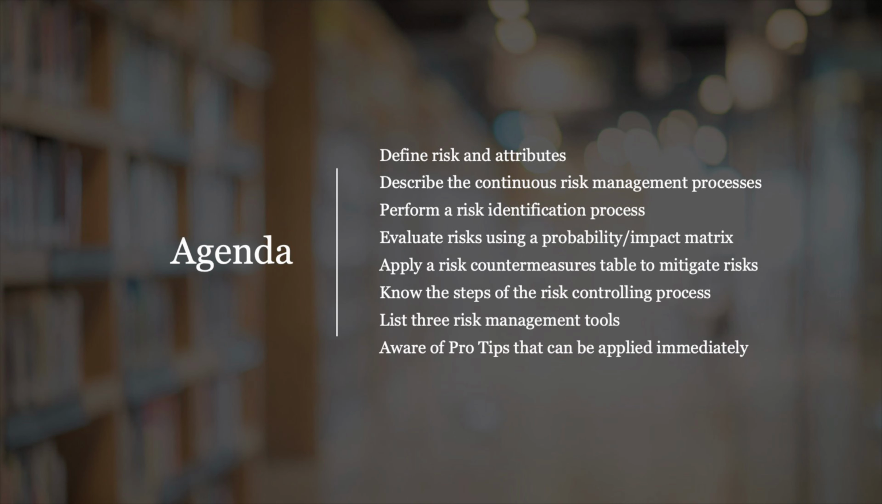I've got a brief agenda which covers a couple of topics. First, I want to define risk and risk attributes, also discuss the continuous risk management process, then look at performing risk identification, what that looks like. We'll evaluate risks using a probability or an impact matrix, talk about how that works. Then look at applying countermeasures to help us mitigate risks. This is one of the methods that we can use. Finally, we'll look at the risk controlling process.